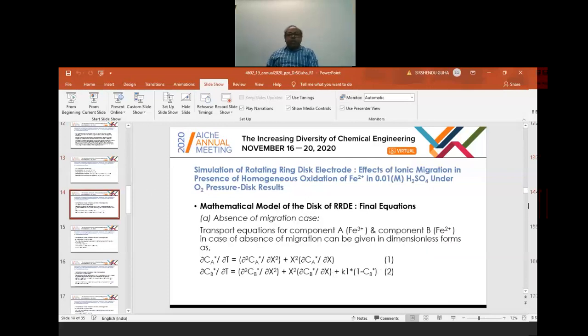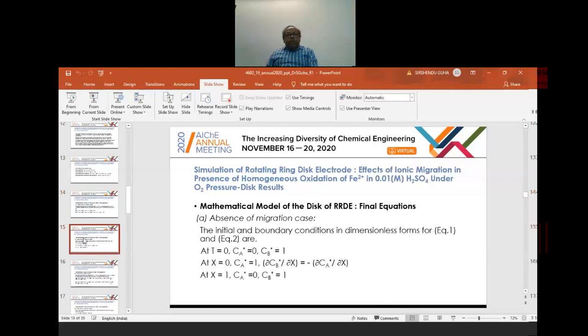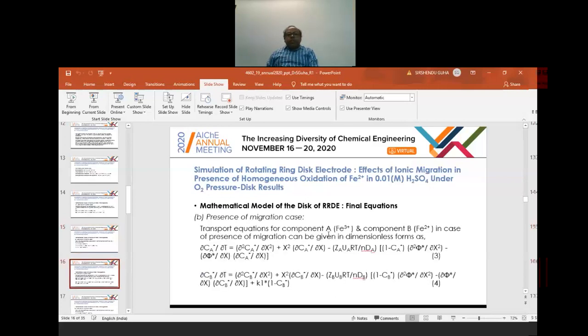Now this is the mathematical model. The absence of migration case can be given by these equations as the transport equations. These are the things which are available in my literature, so one may refer to it. Now the boundary conditions are these: at time t equal to 0, C of A is equal to 0, and C of B is equal to 1. All these things can be understood just by referring to these slides when one is interested.